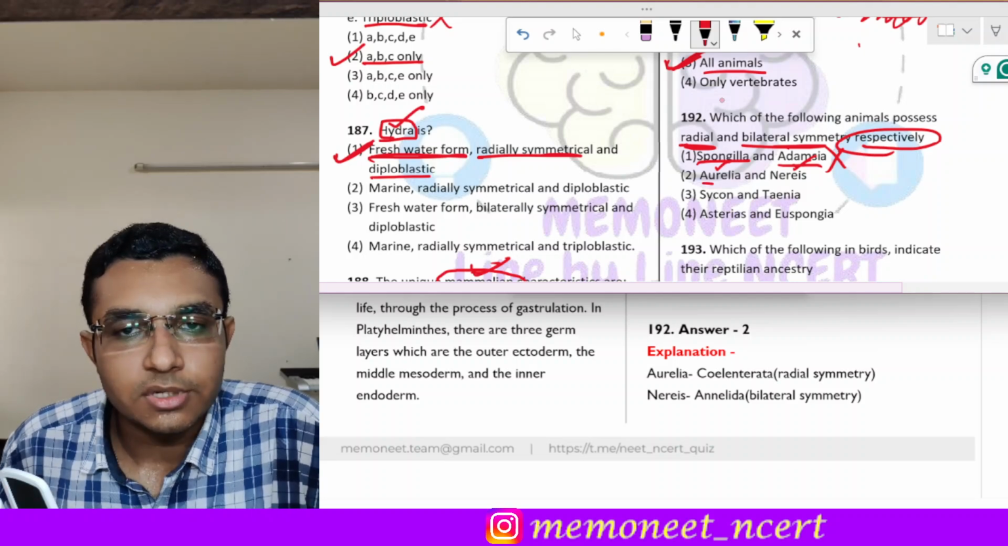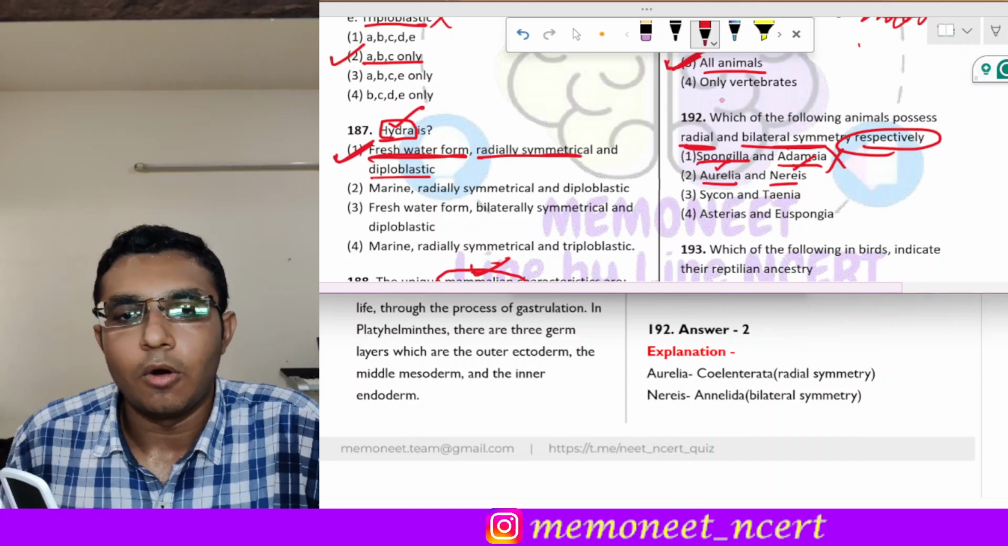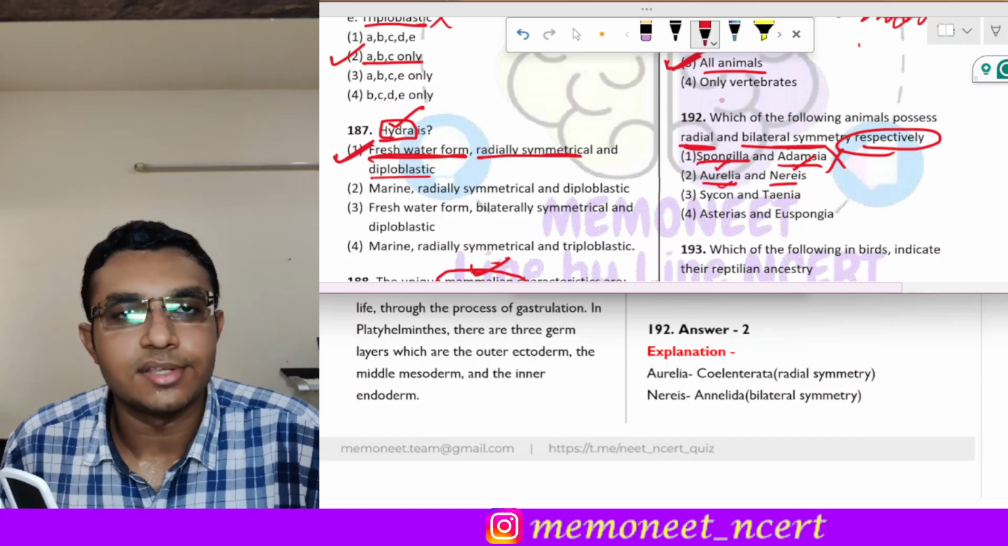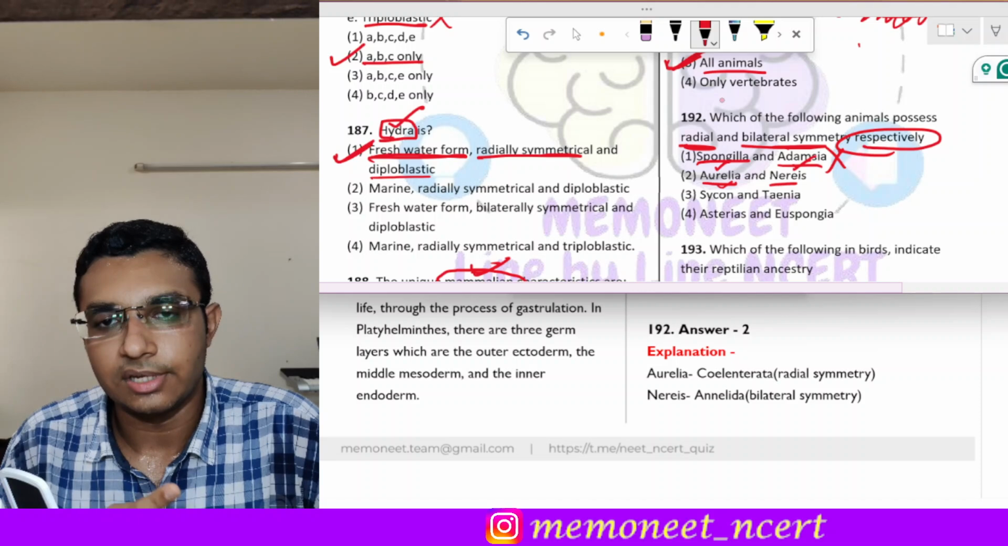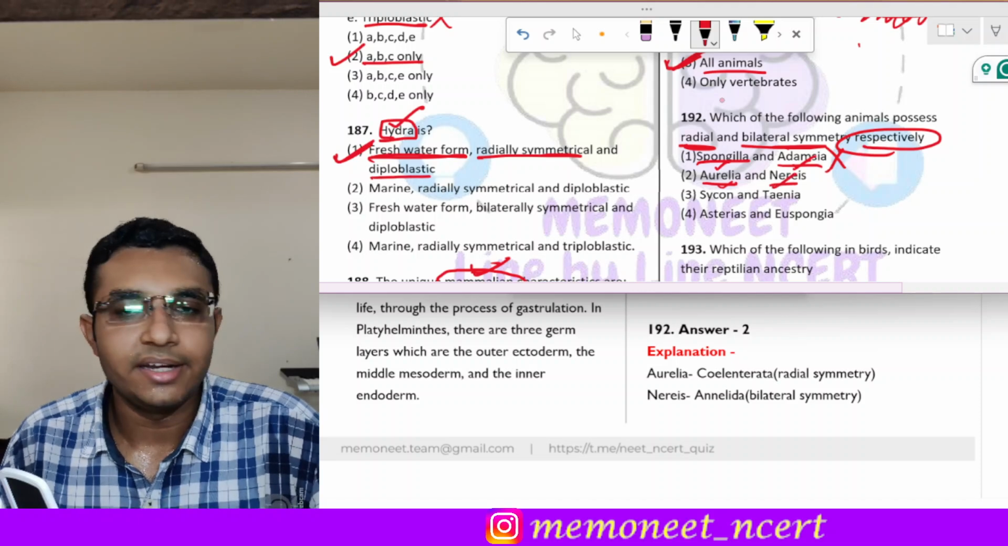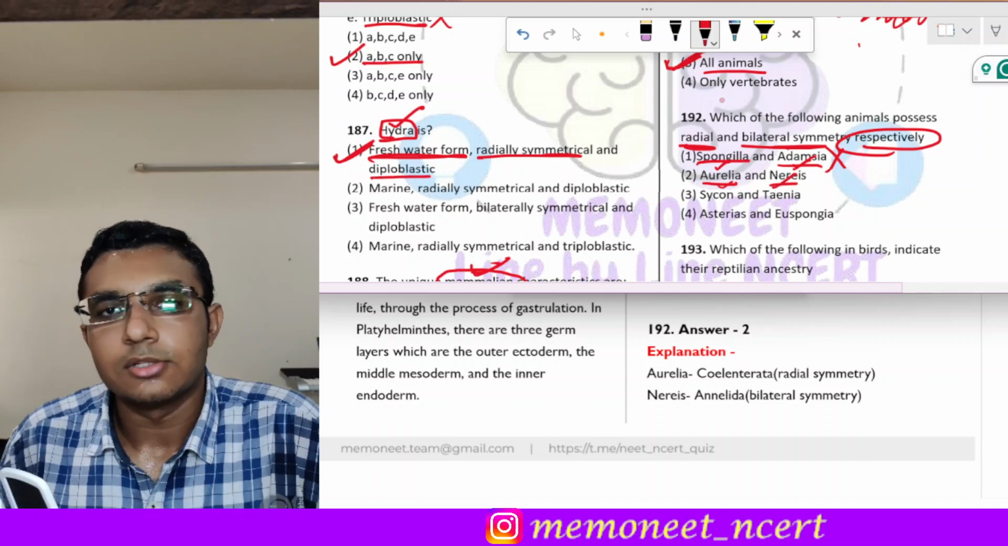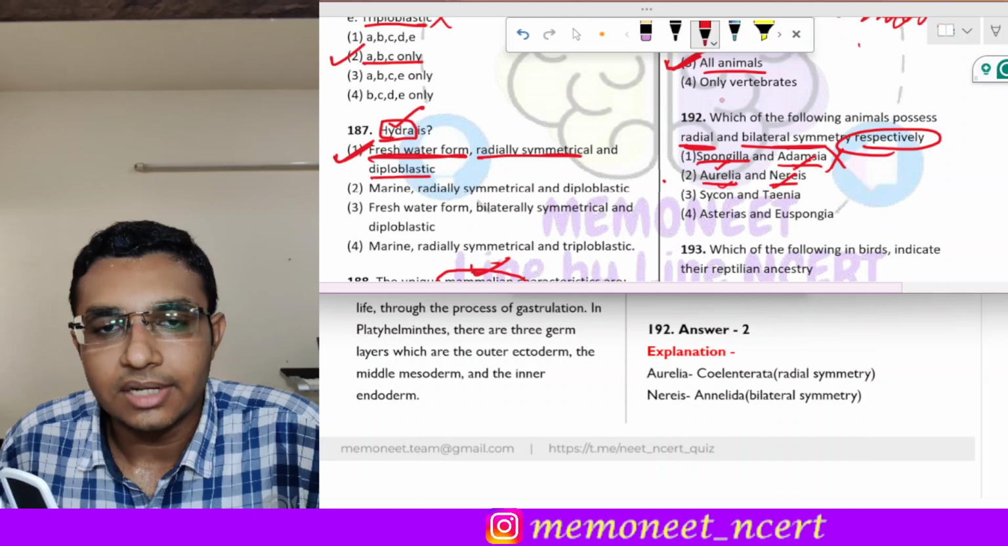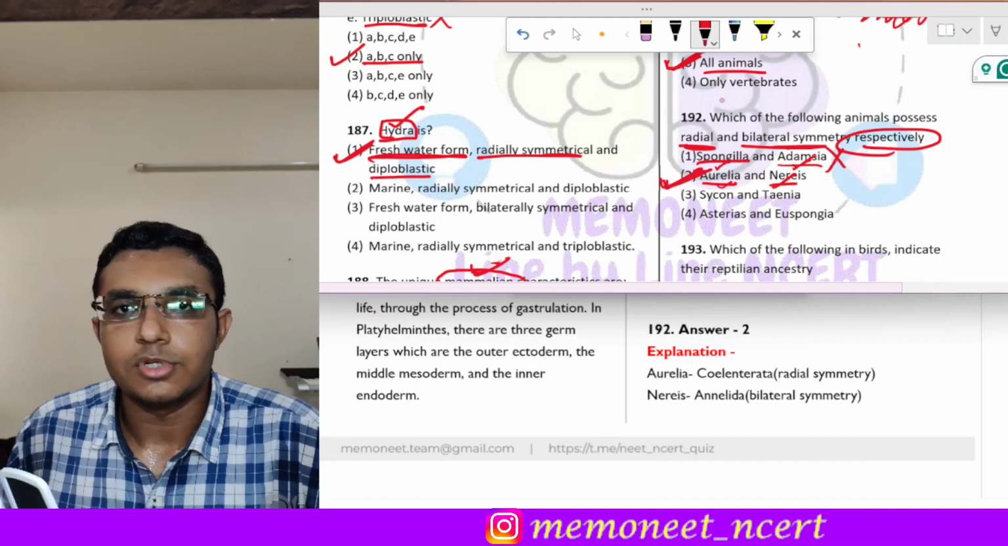Okay, we have to find radial and bilateral respectively. The second option is Aurelia and Nereis. Aurelia belongs to Coelenterata, which has radial symmetry, so the first one is correct. Then Nereis belongs to Annelida, that has bilateral symmetry, so the second one is also correct. So the correct answer of this question will be option 2.